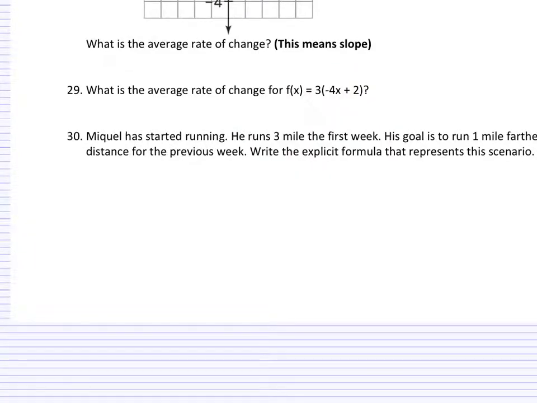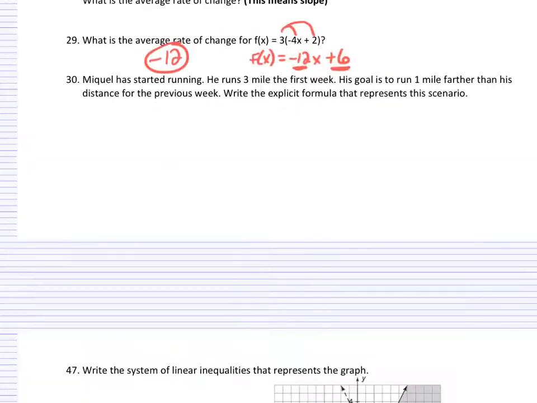Number 29, what is the average rate of change for this equation? Well, I have to simplify this equation first, and then I should be able to look at it and get my average rate of change. First thing I would do is the distributive property. 3 times -4 is -12x. And 3 times 2 is +6. So that means the 6 is my y-intercept, but the -12 is my slope. So -12 is my slope or rate of change.